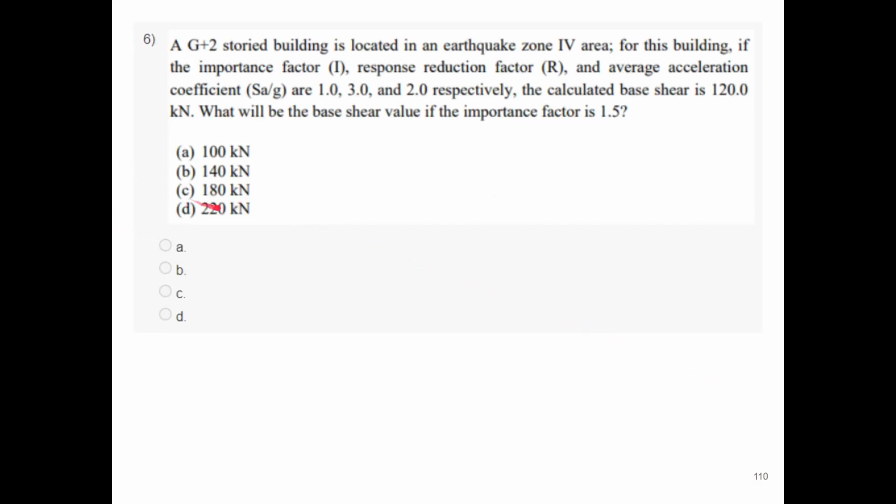So as you can see, C, 180 kilonewton, will be the correct option. So C, 180 kilonewton, is the correct option.